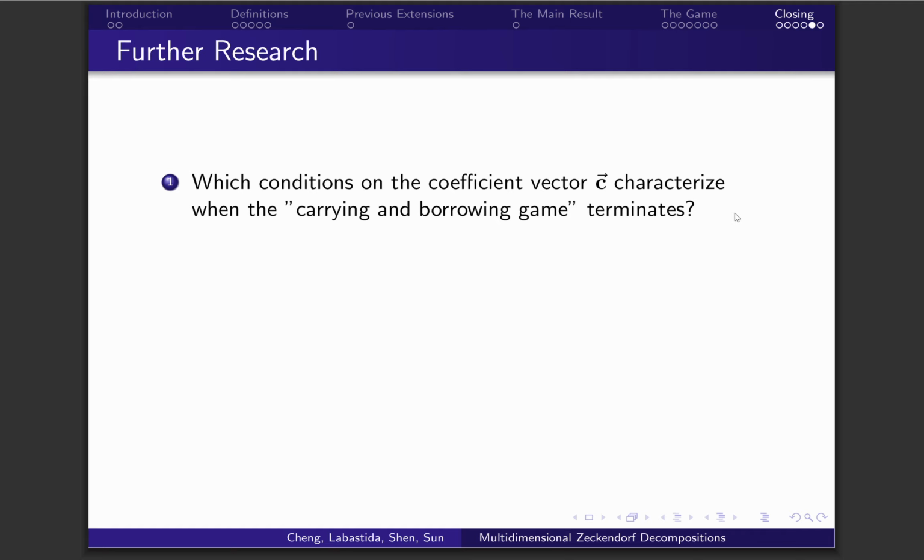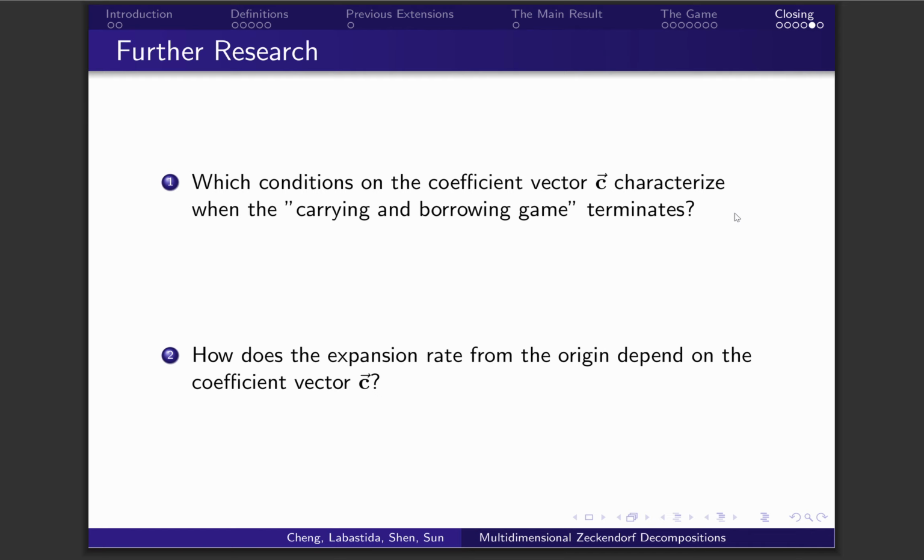This leads us to our further research questions. First, which condition on the coefficient vector c characterizes when the carrying and borrowing game terminates? And the second question is, how does the expansion rate from the origin depend on the coefficient vector c?